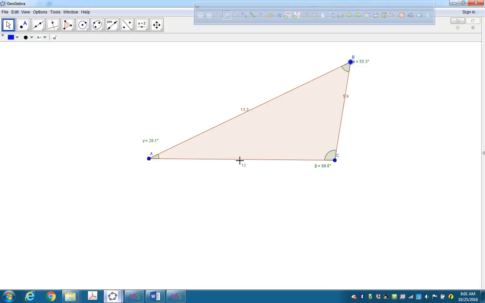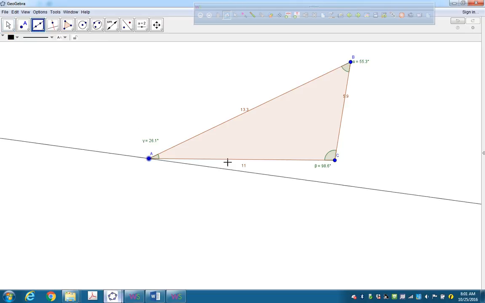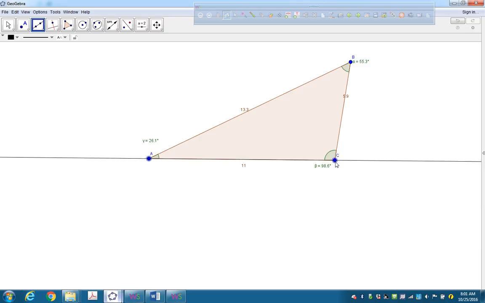What I'd like you to do is extend this side. So how do I do that? I'm going to make a line, like this, then make this line go through a point on the bottom of your triangle, kind of like that. You with me there? And then put another point on this line over here, okay?